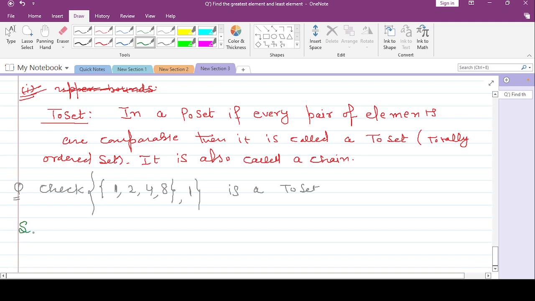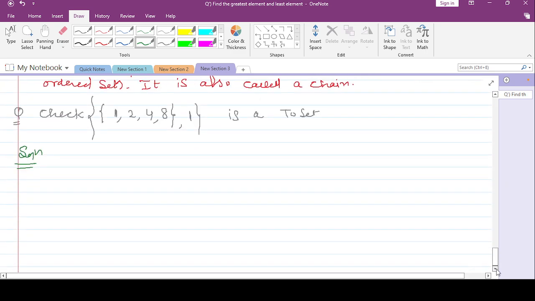So solution. What you need to do is first of all check that every pair of elements is comparable or not. So we make the Hasse diagram of this. The first element is 1. What is the relationship here? The relationship is divisibility. So clearly 1 divides 2. So in the hierarchy 2 should come after 1. Next, 2 divides 4, so clearly 1 also divides 4. Next, 4 divides 8. 2 also divides 8, 1 also divides 8.